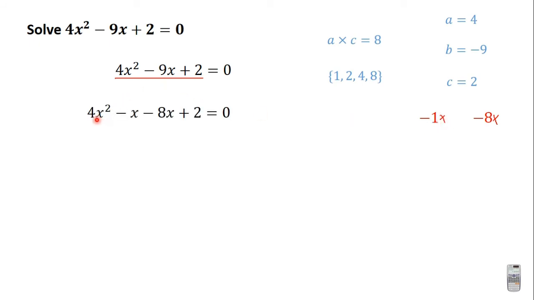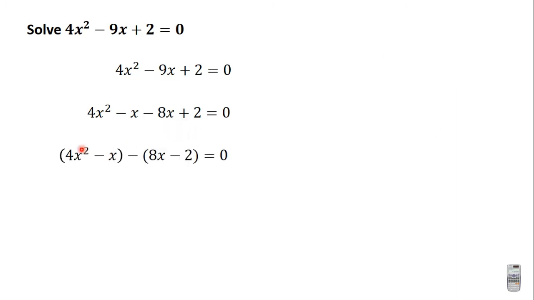So you have 4x squared, then minus 1x, which is the same as minus x, minus 8x plus 2 is equal to 0. We have now expanded our expression, so we can go ahead and factorize. We will put the brackets around the first two terms, then we will put the brackets around the last two terms. This will give us 4x squared minus x in one bracket, then minus 8x.